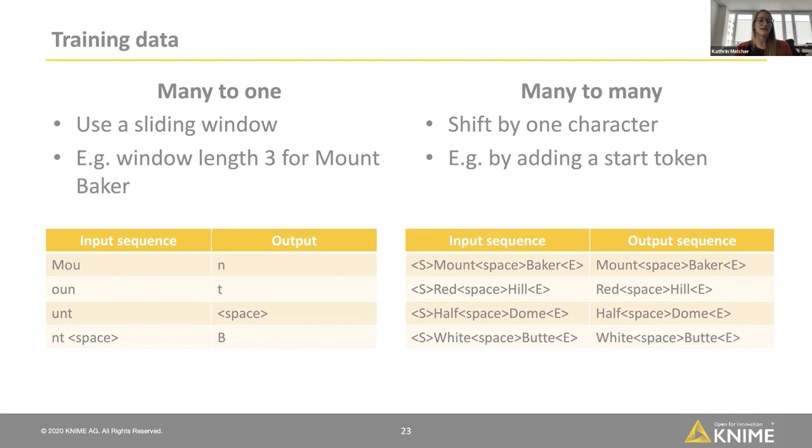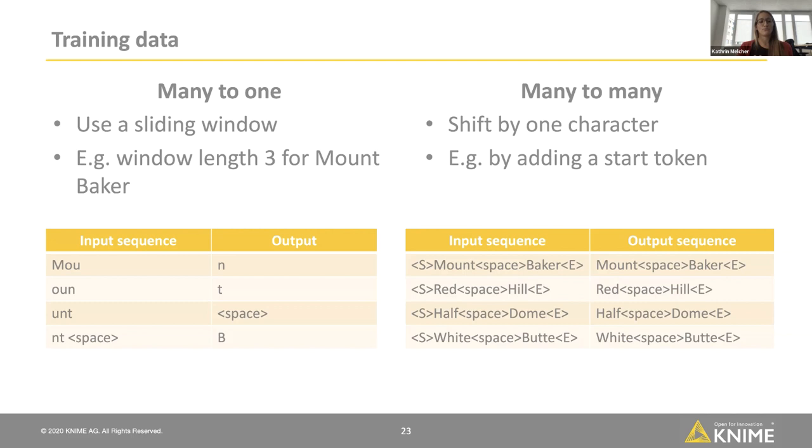Here you can basically use any kind of text, and there are two different ways how you can prepare your data for the training. Because you can train your neural network either in a many-to-one way or in a many-to-many way. The examples which we will show today, we decided to train our networks on character level. And if you want to train your network on character level using many-to-one, then you would use a sliding window approach to prepare your data.